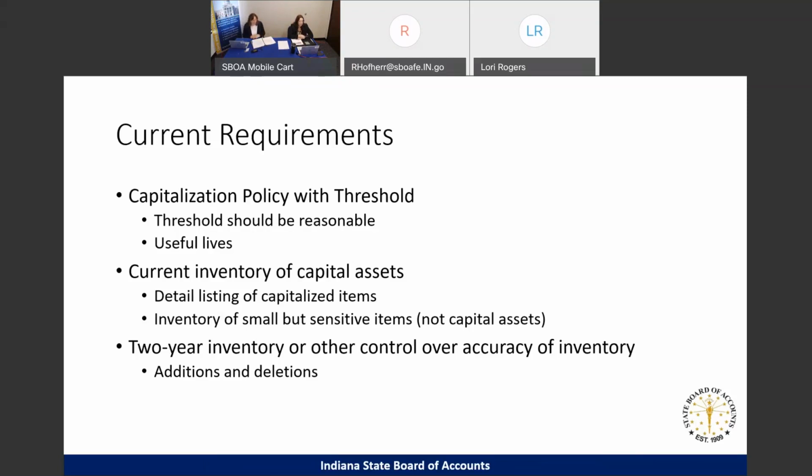Remember, I said don't set it too low. Hopefully you already have your detailed listing. You should have it because that has been an audit requirement. And we'll go over the prescribed form next.